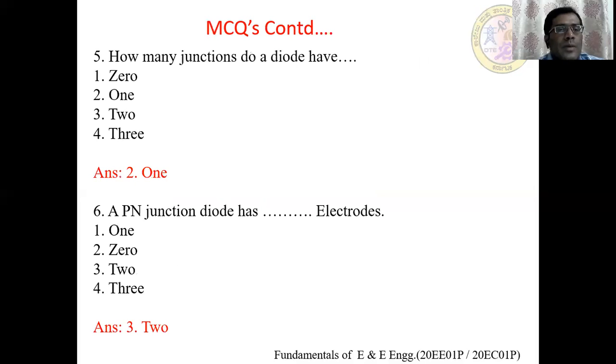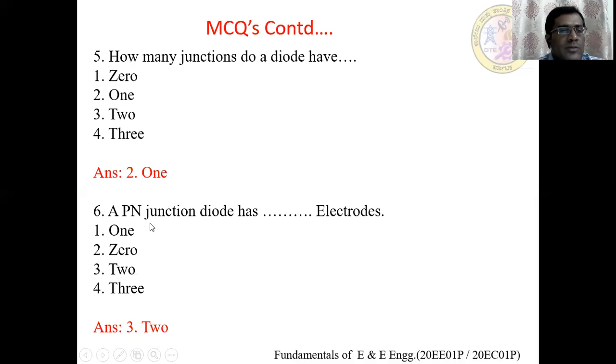Question number 5: how many junctions does a diode have? Options are 0, 1, 2, and 3. It has only one junction, which is called the PN junction. So the answer is 1.